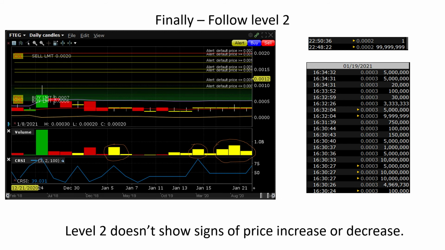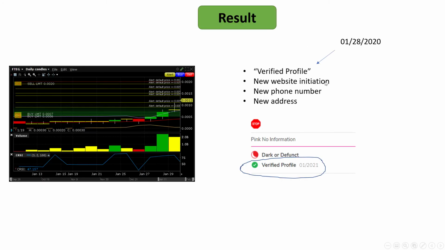So this leaves us with the other option, which is that these cross trades can mean that someone is buying stock and knows something that we do not know. And this is a very powerful thing to notice. Loading in a stock many times means that the stock will soon rise. And as we anticipated, on the 28th of January, the stock got a verified profile, a new website initiation, a new phone number and a new address.